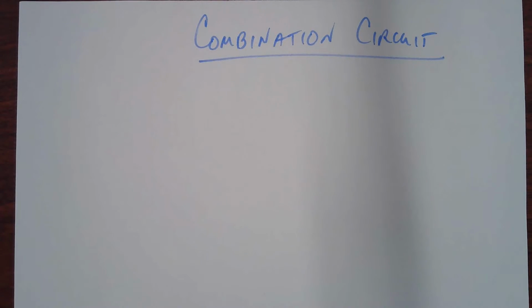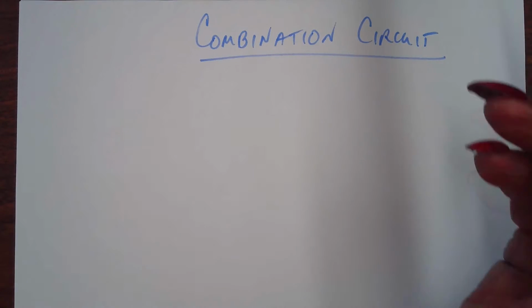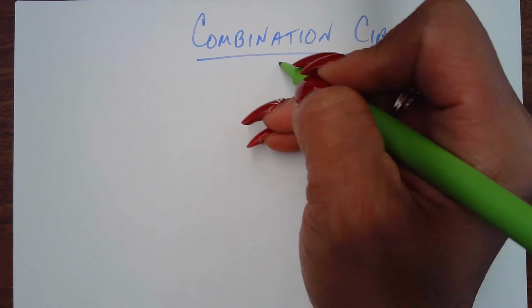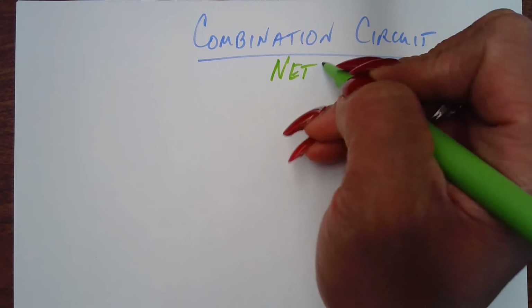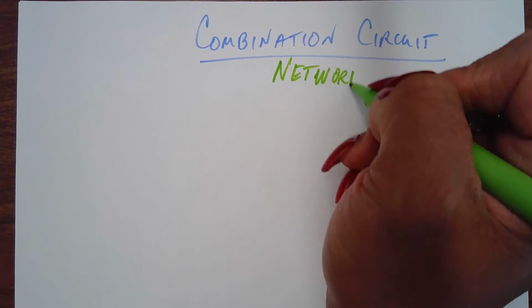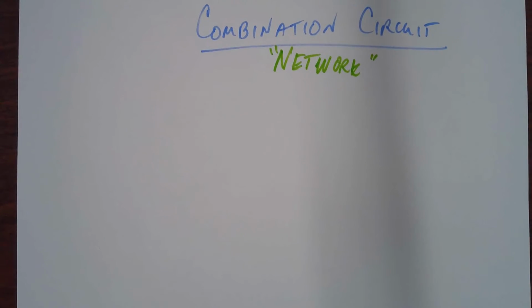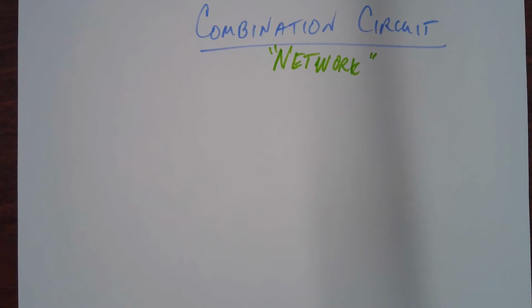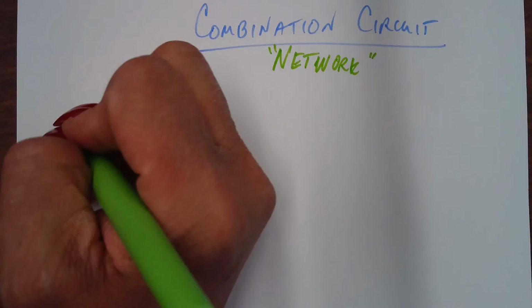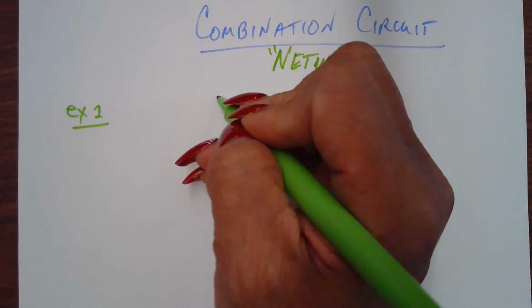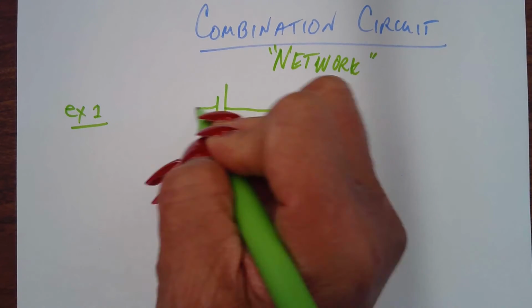Okay, a combination circuit is basically when you have a series and a parallel combined, also known as a network. So when you have a network, you're talking about a combination circuit. The best way to analyze a combination circuit is to go right into an example. So I'm going to call this example 1. I'm going to draw a combination circuit here.